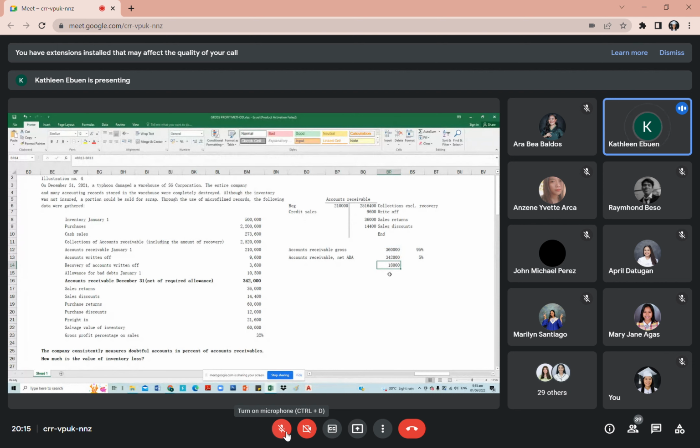18,000. So, para ma-verify natin, class, 360,000 times 5%, magkano? 18,000. So, we want to check kung tama yung kinuha yung percentage. Yung gross amount po natin is 360,000.